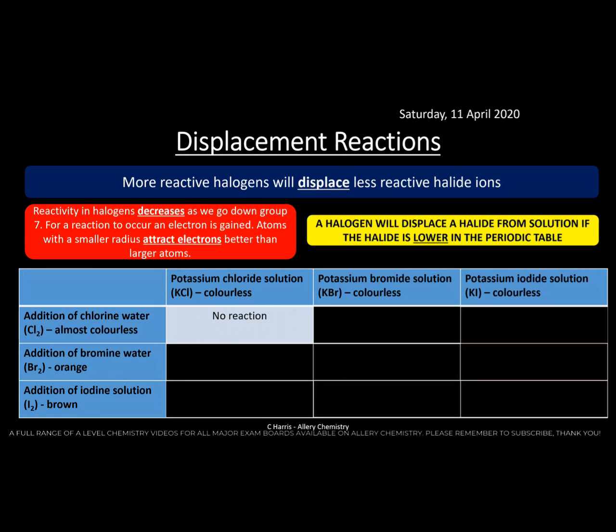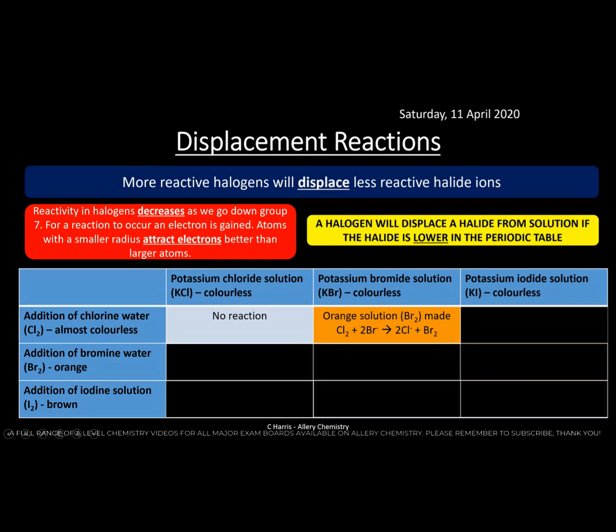Okay, so let's have a look at these. If we're reacting chlorine, so the addition of chlorine, with potassium chloride solution, then because these are both the same reactivity, there's no reaction. So that's fairly straightforward. The next one is potassium bromide and chlorine. Now chlorine is more reactive than bromine because it's higher in the reactivity series, higher in group 7. Then we do get a reaction, and effectively chlorine displaces the bromine from potassium bromide.